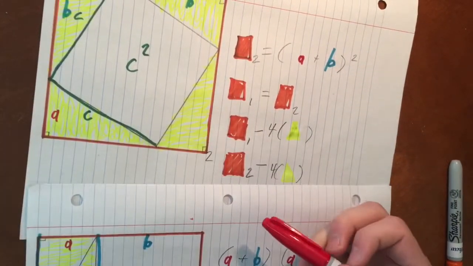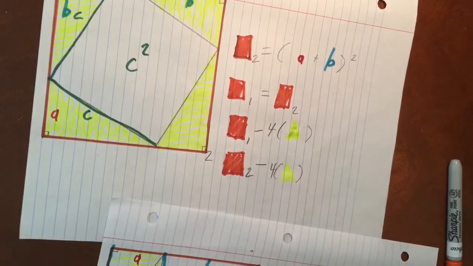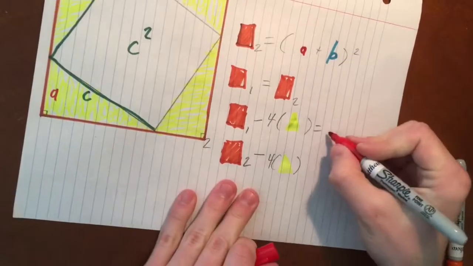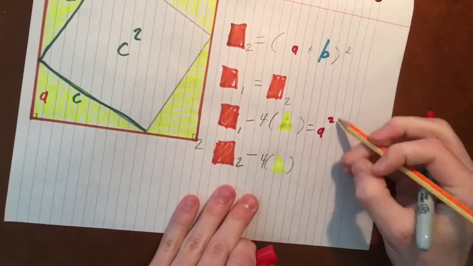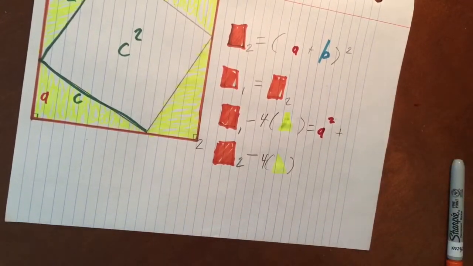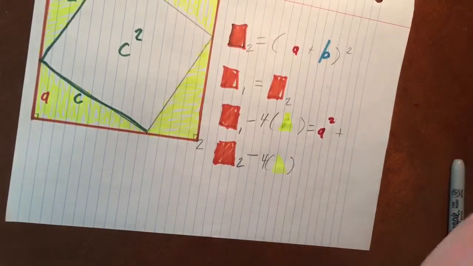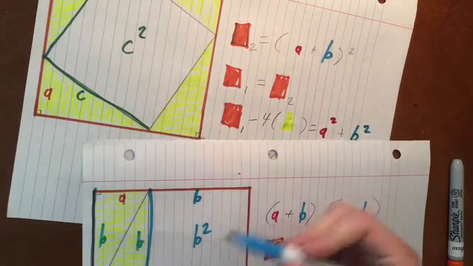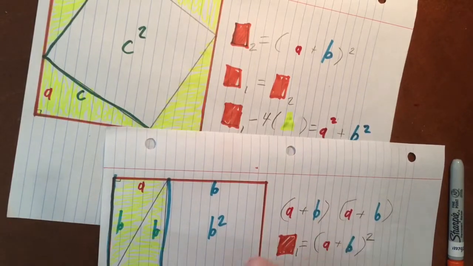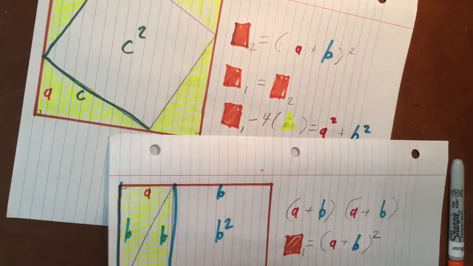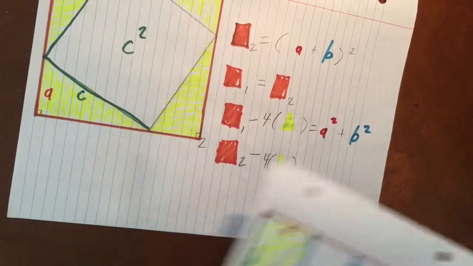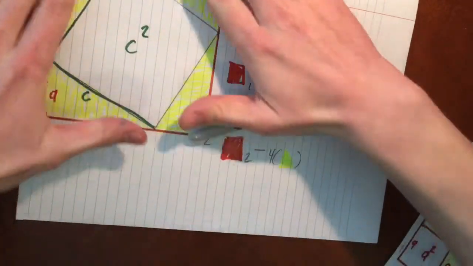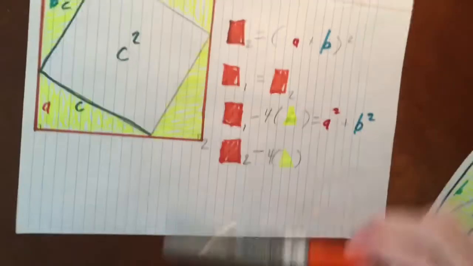So, the area of the first square minus 4 yellow triangles is A squared plus B squared, right? So we have this one, take out 4 yellow triangles, we have A squared plus B squared. Alright, so now the second orange square, we have this. And if we take out these 4 yellow triangles, get rid of these, we're left with C squared.